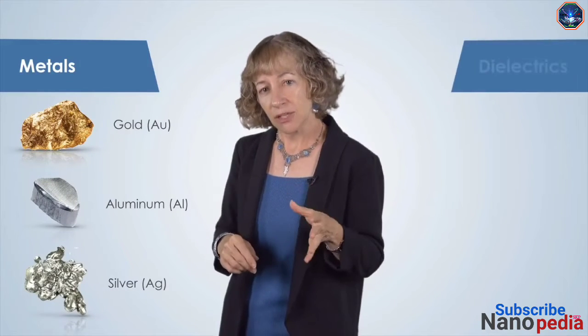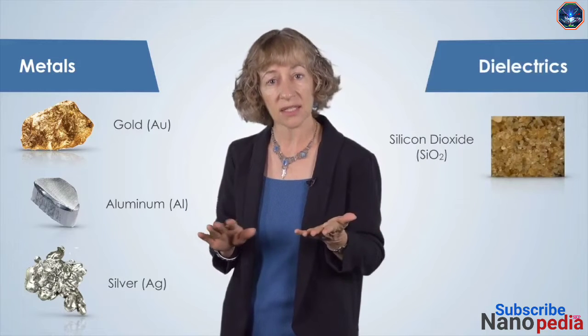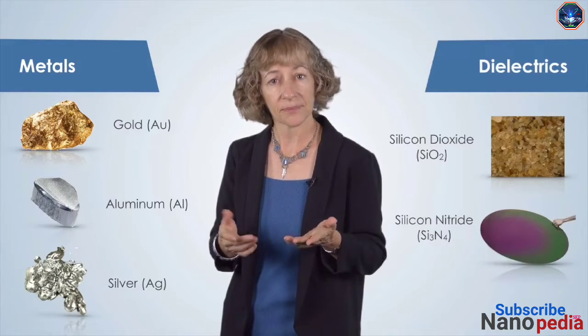These integrated circuits are made with thin materials that we deposit, pattern, and etch, and they're materials such as metals and dielectrics. The machines that perform these nanofabrication steps are the focus of the nanofabrication videos in this course. Let's take a closer look at these materials. Metals are electrically conductive materials such as gold, aluminum, and silver. Dielectrics are materials that are not electrically conductive, such as silicon dioxide and silicon nitride.